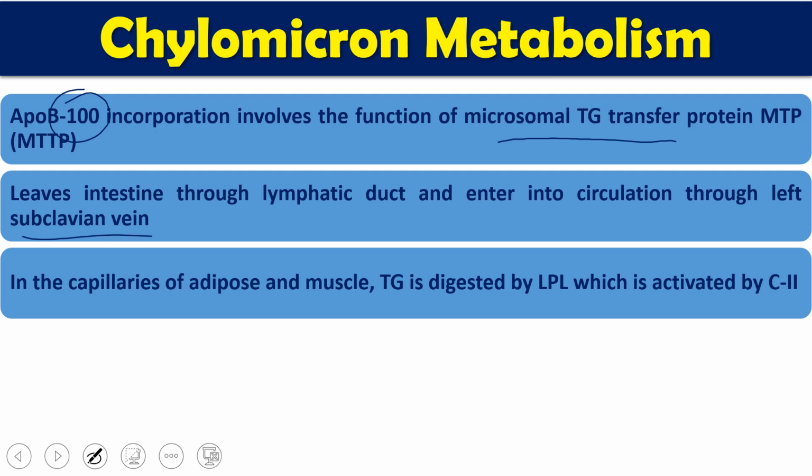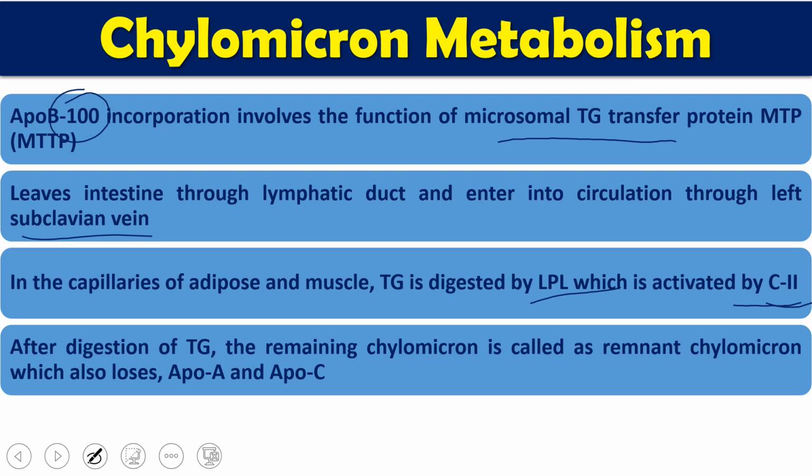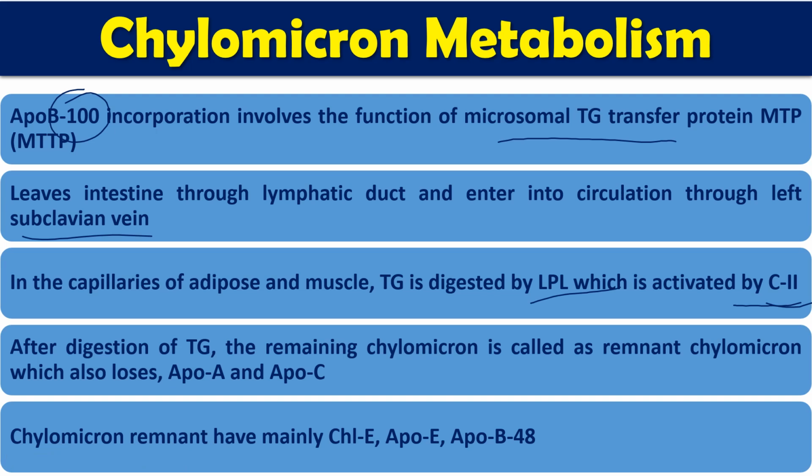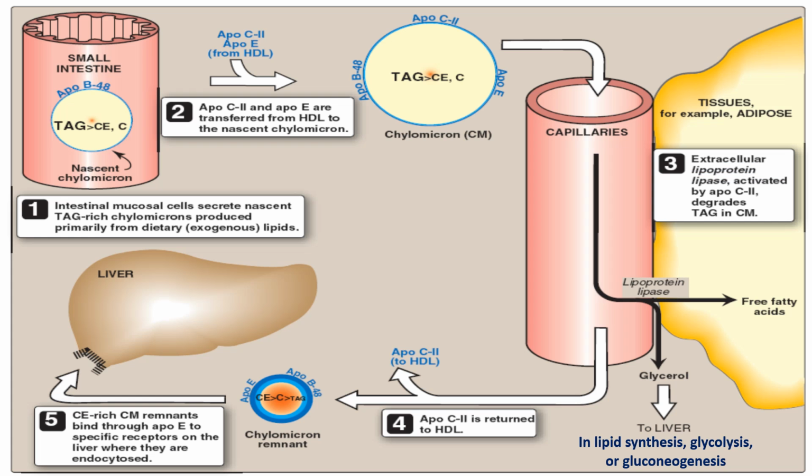In the capillaries of adipose tissue and muscles, triglyceride is digested by LPL, which is activated by C2. It also has C3, which deactivates LPL once its function has been done. After digestion of triglyceride, the remaining chylomicron is called the chylomicron remnant, which loses ApoA and ApoC. The chylomicron remnant has mainly ApoE, cholesterol esters, and B48.